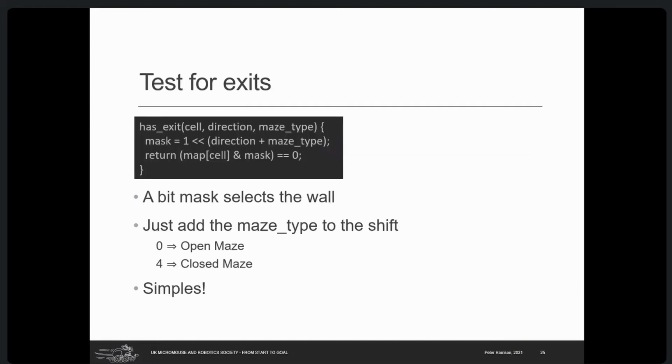In my code, if I want to test for an exit, I can write a function to do this. This is pseudocode. Don't copy this into anything, it won't work. So I can have a function called hasExit, and I give it the cell that I'm interested in, the direction I'm looking, and what maze type I'm using. And then away we go. Right? So I create my bit mask and AND it with the current contents of the map. And if that's a 0, I've got an exit. Honestly, it could not be simpler, I suspect. I hope. I think.